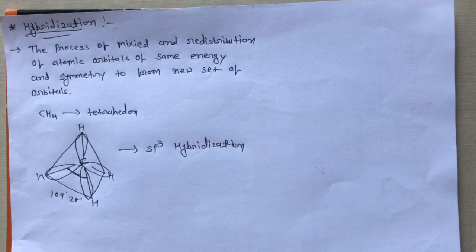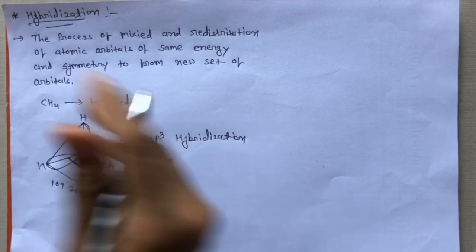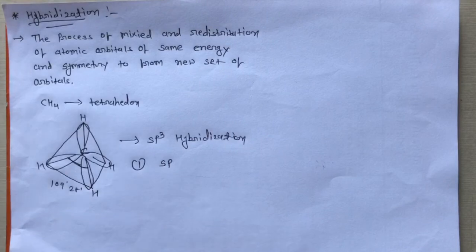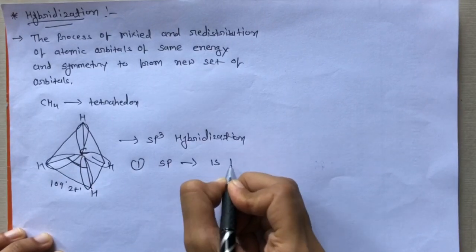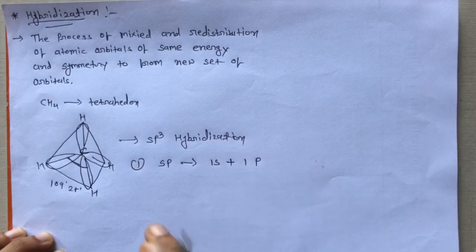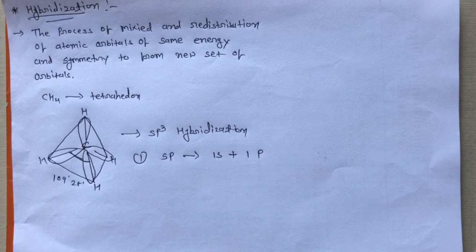Now we have different types of hybridization, like sp, sp3, sp2. First one is sp hybridization. In case of sp hybridization, we have 1s plus 1p orbitals, right? The hybrid orbitals are named after the parent orbitals, એટલે કે એની parent orbitals પ્રમાણે આપણે એને નામ આપ્યા છે, right?